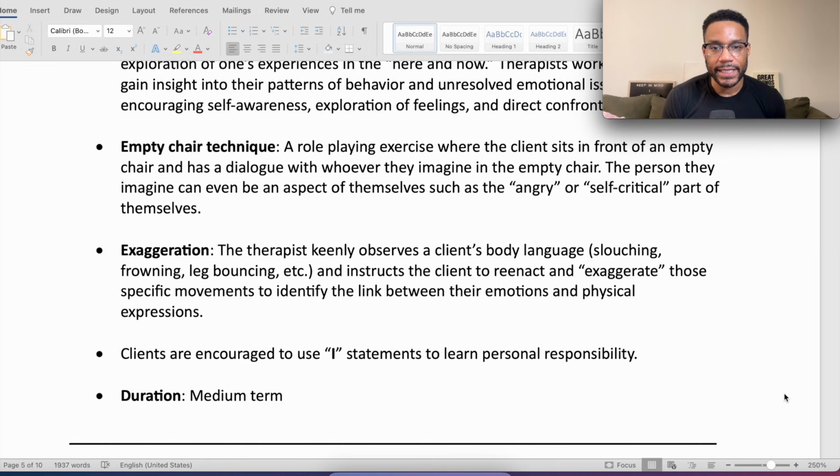The therapist keenly observes a client's body language, so whether they're slouching, frowning, leg bouncing, etc., and instructs the client to reenact and exaggerate those specific movements to identify the link between their emotions and physical expressions. Clients are encouraged to use I statements to learn personal responsibility, and the duration is generally considered medium term.